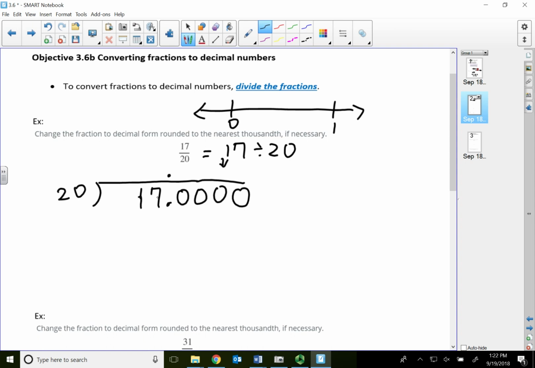All right, so 20 cannot go into 17, so that will be 0 times, just like we predicted. A proper fraction will always be 0 point something. Now let's view this as 170. 20 goes into 170 about 8 times, so that will be 160. If I subtract, that's 10. Bring down the next 0.